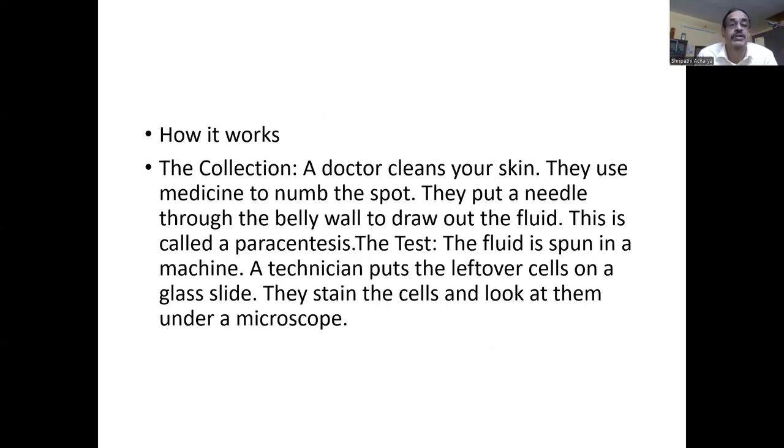How it works? The collection. A doctor cleans your skin. They use lidocaine to numb the spot. They put a needle through the belly wall to draw out the fluid. This is called a paracentesis.